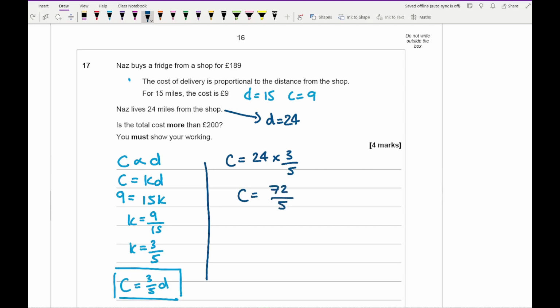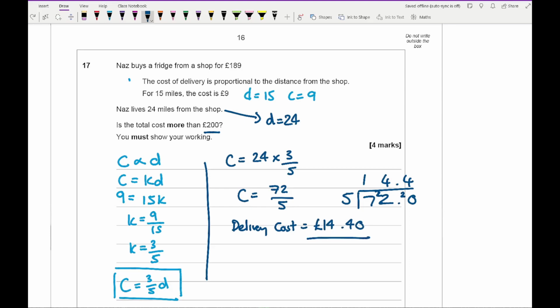And then what I need to do is convert this to see if the answer is more than 200. Obviously what we need to work out is the cost for delivery. So here, if I do 72 divided by 5, I get 1, carry the 2, and then that's going to be 4, carry the 2. And so the delivery cost is going to equal £14.40.